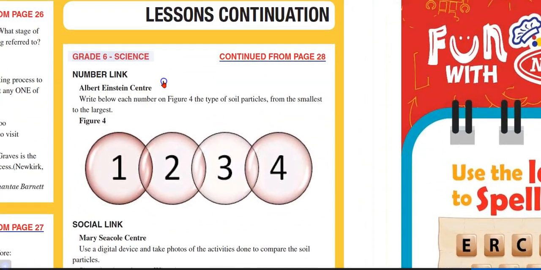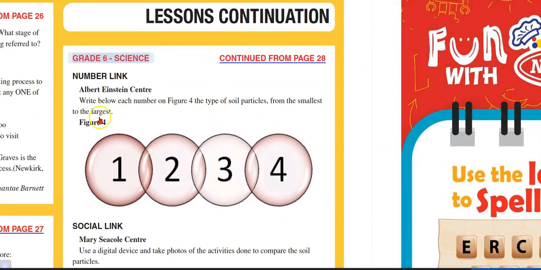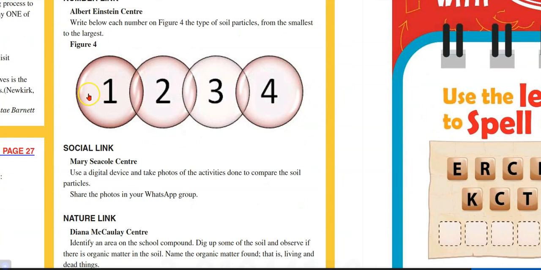For the number link, it says the Albert Einstein Center. Write below each number on figure 4 the types of soil particles from the smallest to the largest. So which one would be the smallest all the way to the largest? Okay, so remember that. The smallest one, you're going to take the sieve, and then you're going to go through and find out the smallest particle and what type of soil that would be associated with, and then we can list them here in ascending order.